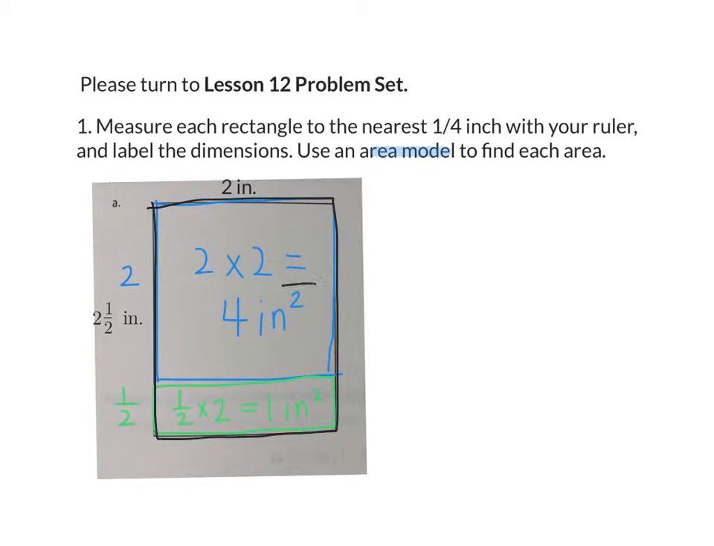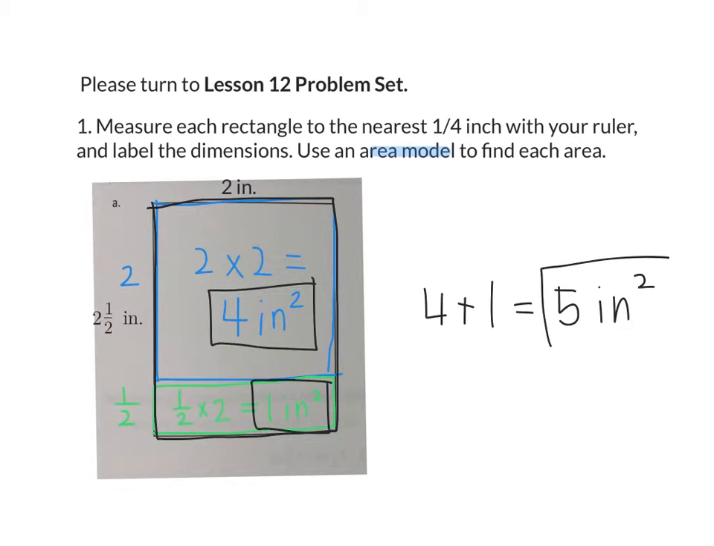Well, I have to add the partial products. 4 plus 1 equals 5 square inches. In the directions, does it tell us to find the area just by multiplying the length and the width? No. It tells us to use a specific strategy. What strategy are we using? Area model. Whenever we do the area model, we're splitting our big rectangle up into smaller rectangles, and then we add them up to find the total area. Remember doing this before? Good.